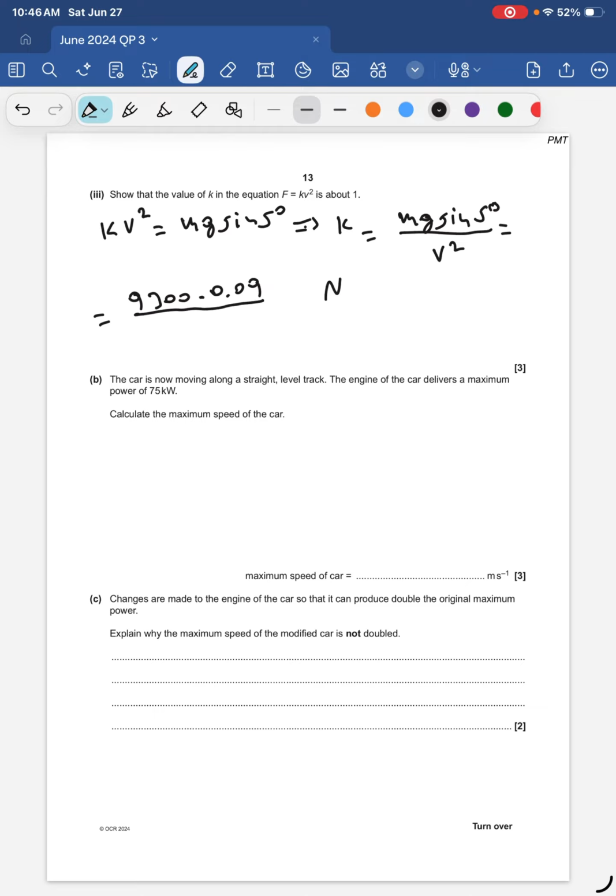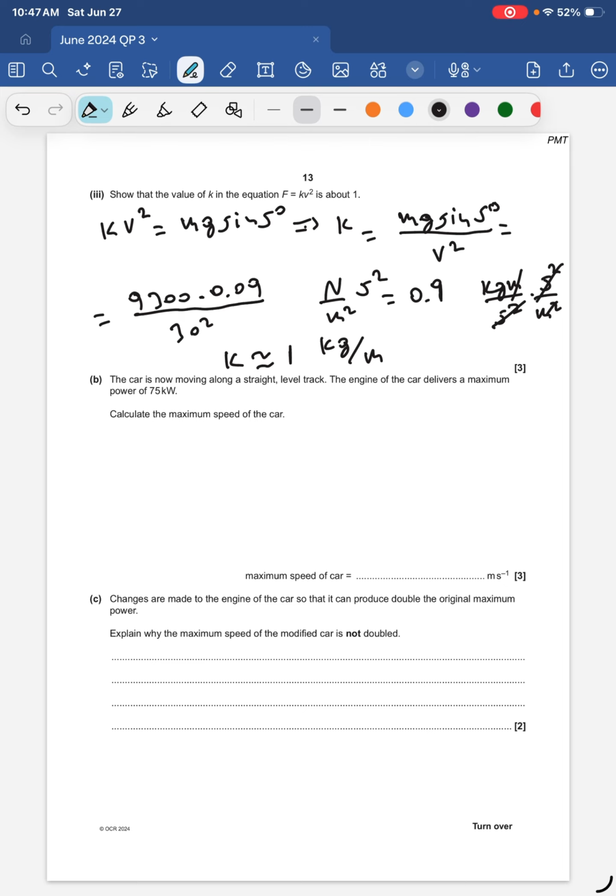Over 30 squared meter squared seconds squared. So this evaluates to 0.1, and then I'm going to analyze expanding newtons into base units. So newtons are kilograms meters per second squared, and then we have to multiply by seconds squared over meters squared. Seconds cancel, meters cancel. So sorry, actually this is 0.9, excuse me. So the final value for k is approximately 1 as asked, and the units are kilograms per meter. I hope this makes sense.